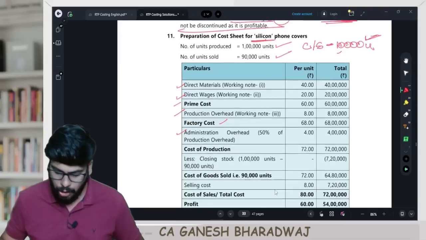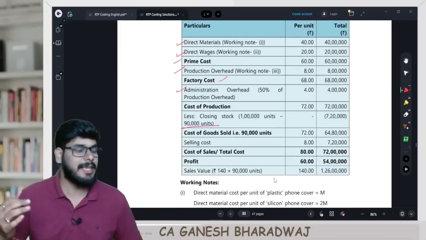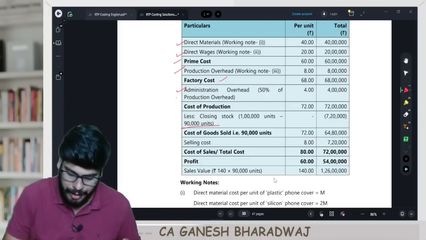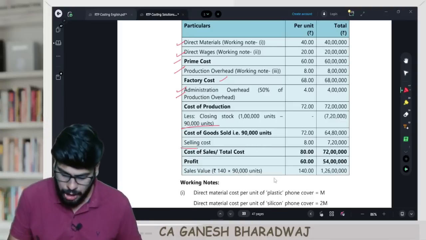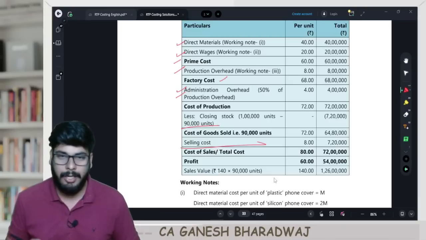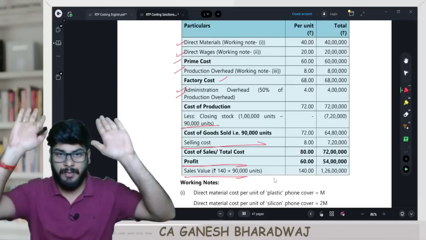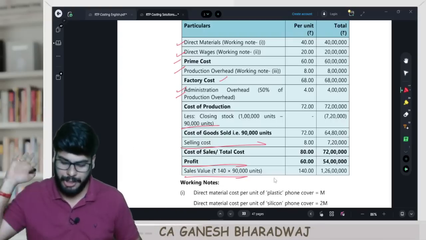You get your COGS, cost of goods sold. To this, add AOH, SOH. AOH is not there; AOH related to production we've already considered here. Just add SOH, you get your cost of sales, right? To this, add your profit, you get your sales. Fine. We are still sticking to the format of the cost sheet only.